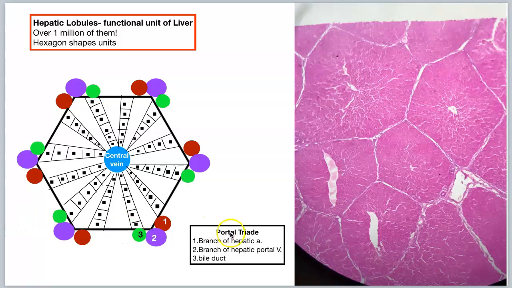And these are called the portal triad. Triad because there's 3 of them. You need to know what they are. You need to know the 2 blood vessels are going to be a branch of the hepatic portal vein and a branch of the hepatic artery. Do not put this is the hepatic portal vein. This is not the hepatic portal vein. This is itty witty. You've got 1 million of these hepatic lobules that these guys are going to. So let's have a look at this in more detail.